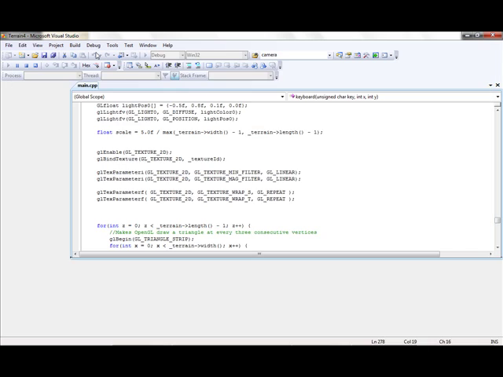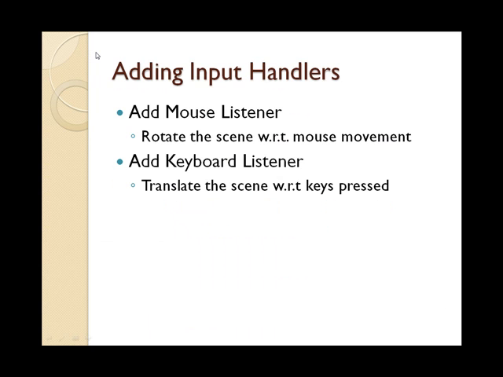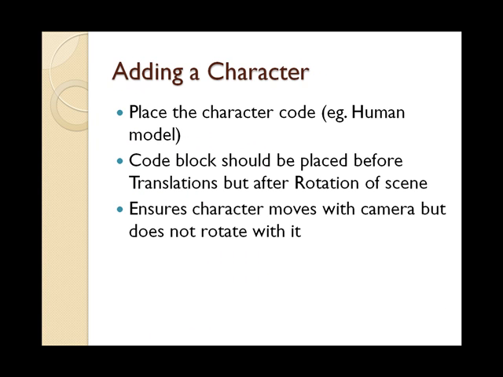Alright, now as a final thing to this project, let's see if we can add a character to this. Adding a character turns out to be really simple. Of course, the actual code to make a character is not really within the scope of this presentation, but if you have a built code for a human model or whatever it is, even if it's a box or a cube, you just place the character code in the camera function of our code. Just make sure that it is placed before the translations but after the rotations of the scene.